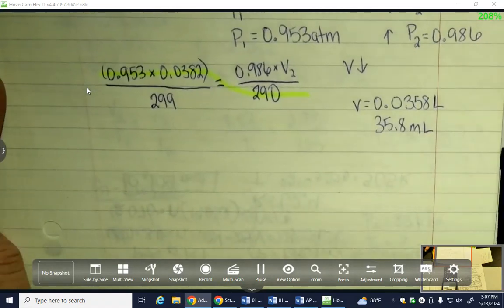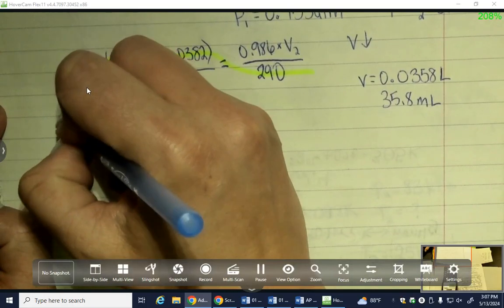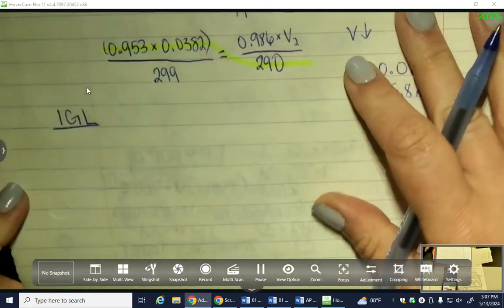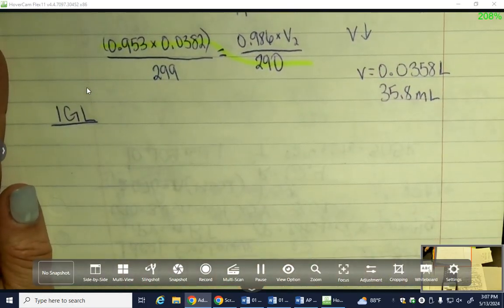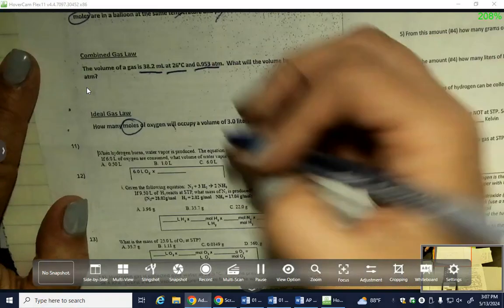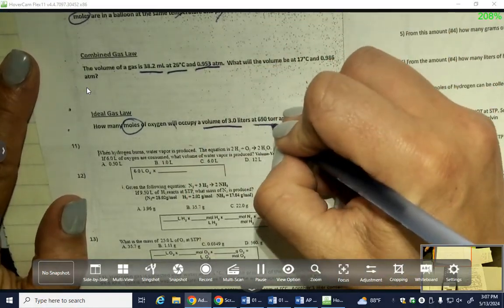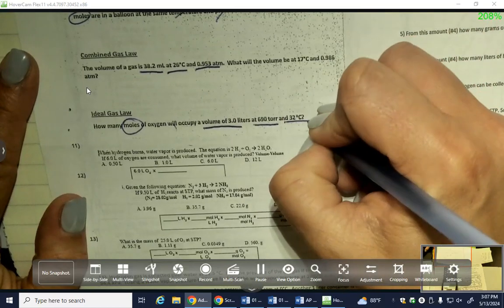Okay, the last question that we're going to go over is just ideal gas law. So your ideal gas law states... this question. It says, how many moles of oxygen, so we're looking for moles, that means n, will occupy a volume of that at 690 torr and 32 degrees Celsius.